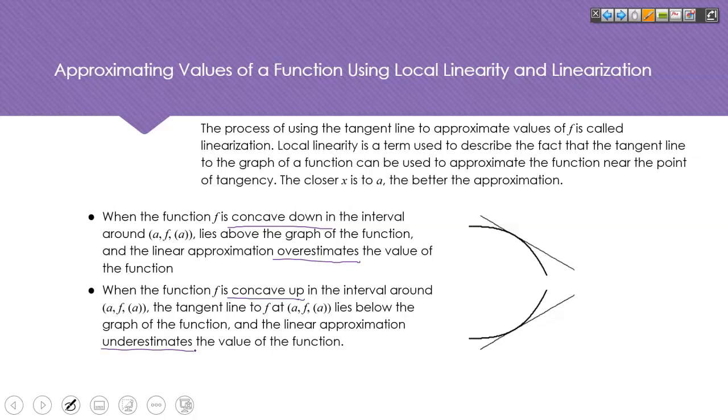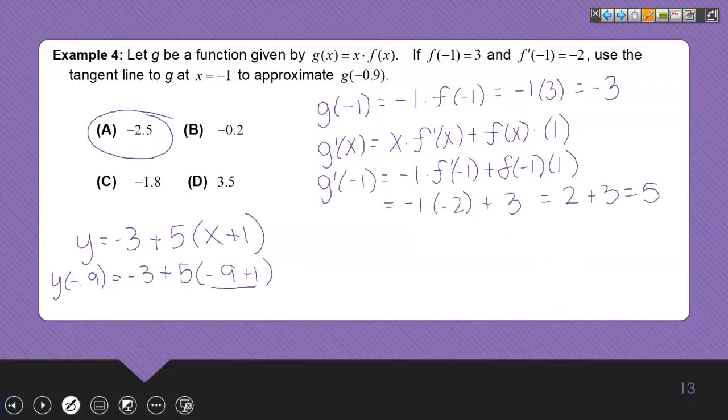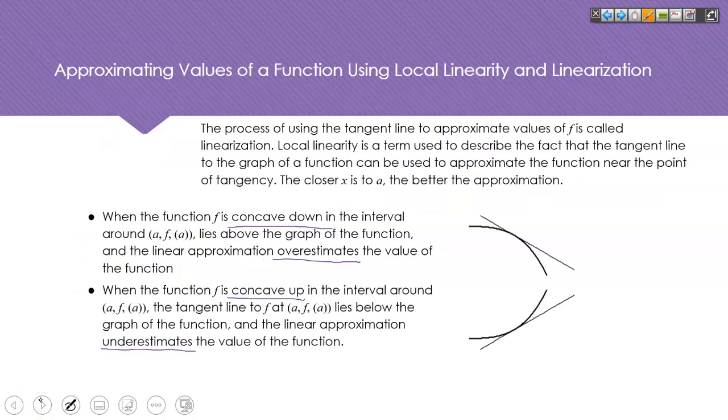So I couldn't tell you if in the last example it was an over or under approximation because, without further information, we couldn't calculate G double prime of -1 to know if the graph was concave up or concave down. Because we would need F double prime. So you can only really give this information if you know both the second derivative, the first derivative, and the original.